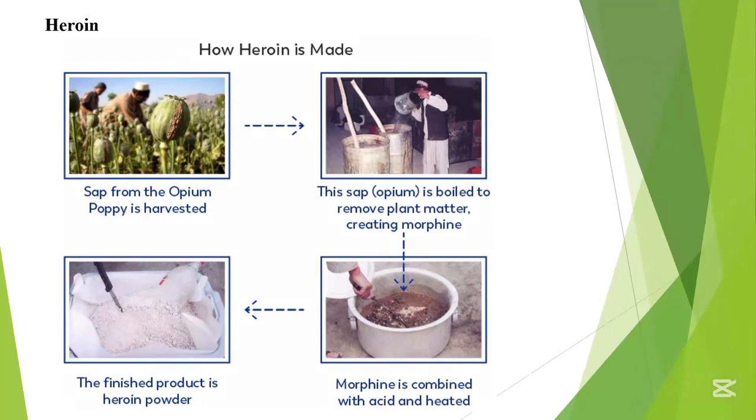So once the opium poppy plant has been harvested, it can go through a very simple process of heroin production, where, when it is harvested like that, they just boil the opium. Raw opium is boiled to remove plant matter, creating morphine. Then morphine is combined with some acid and heated. Then the finished product is heroin powder.